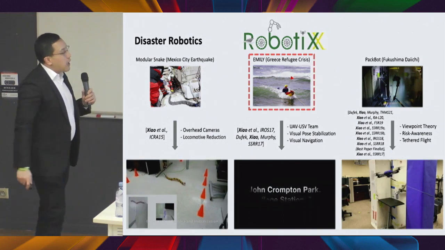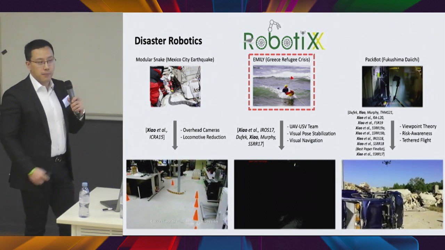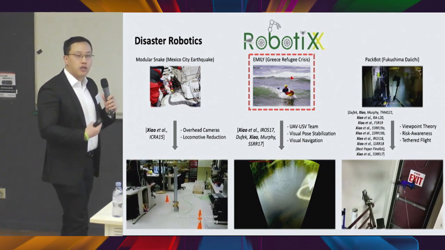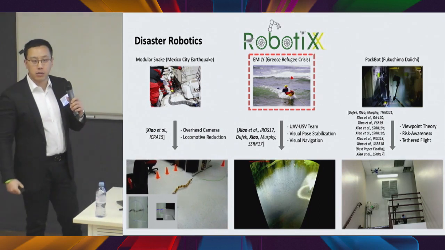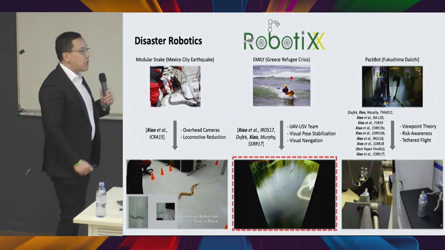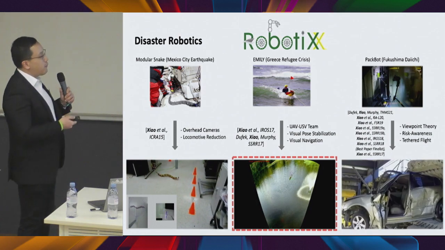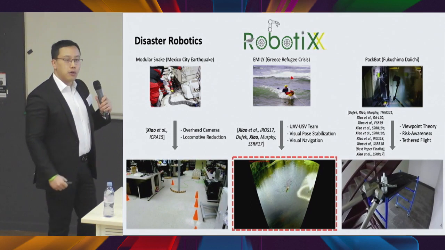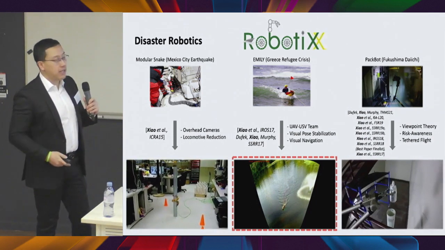This robot is called Emily. It's an unmanned surface robot, basically a robotic boat, used in the Greece refugee crisis. The Greece Coast Guard has to manually drive Emily from the shoreline, having lots of trouble with depth perception when the victim in the water is very far, and this is not very efficient. What we did was team Emily up with an unmanned aerial vehicle, a UAV in the air. With a visual pose stabilization technique and also a visual navigation technique, Emily is able to autonomously drive to drowning victims in the water with the visual assistance from the UAV in the air.